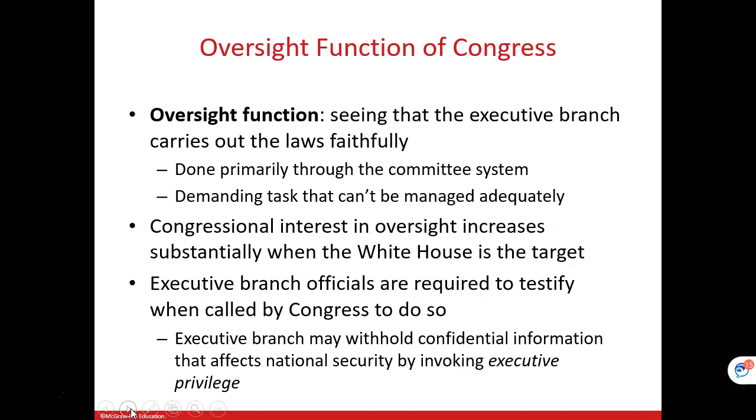So every now and then there are questions that Congress asks that the White House decides that they're not going to answer, because they say that giving that information could affect national security. That is called invoking executive privilege.